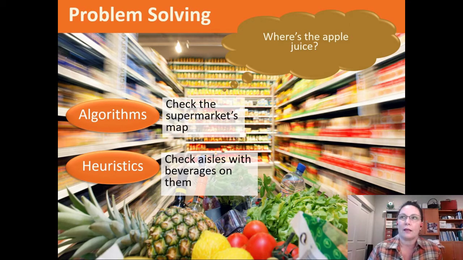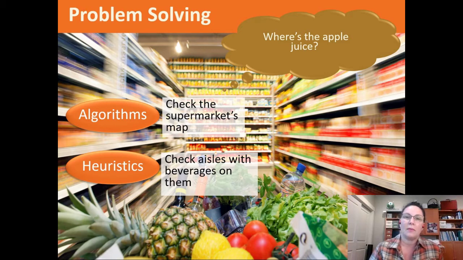If I know that I like a type of apple juice that's fresh squeezed or something, maybe I'll look closer to the produce section because I know a lot of stores keep that kind of juice there, right? Like you just sort of use your logic based on your experience with what stores tend to do.